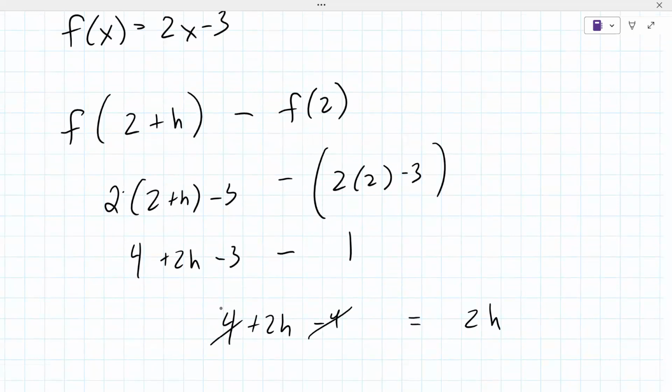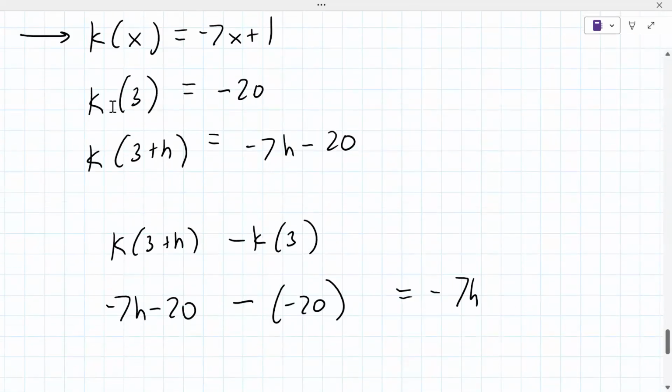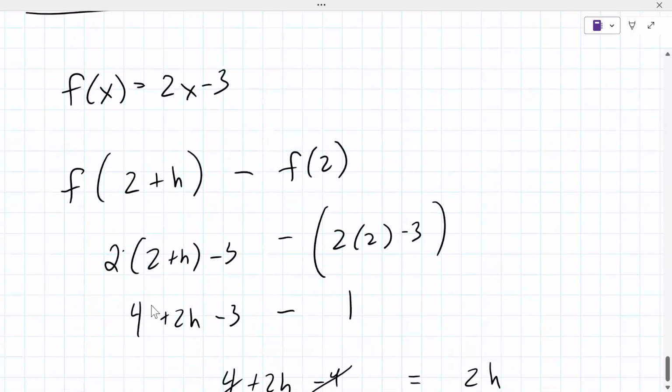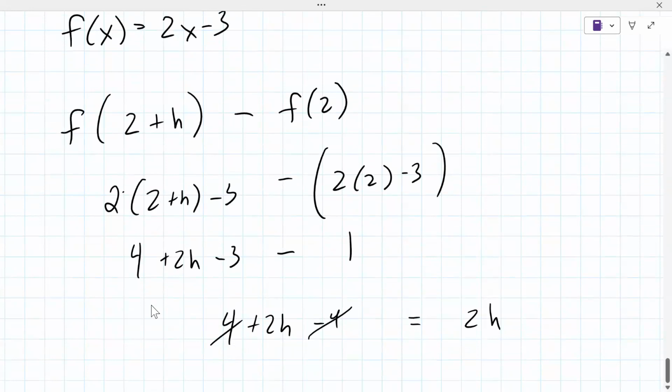Okay. So in this problem, I was trying to see if you would break it apart like we did the previous problem. First, find the functional value, then find the number plus h, then combine them. So let's take another look, see if you want to update your notes or anything. Okay.